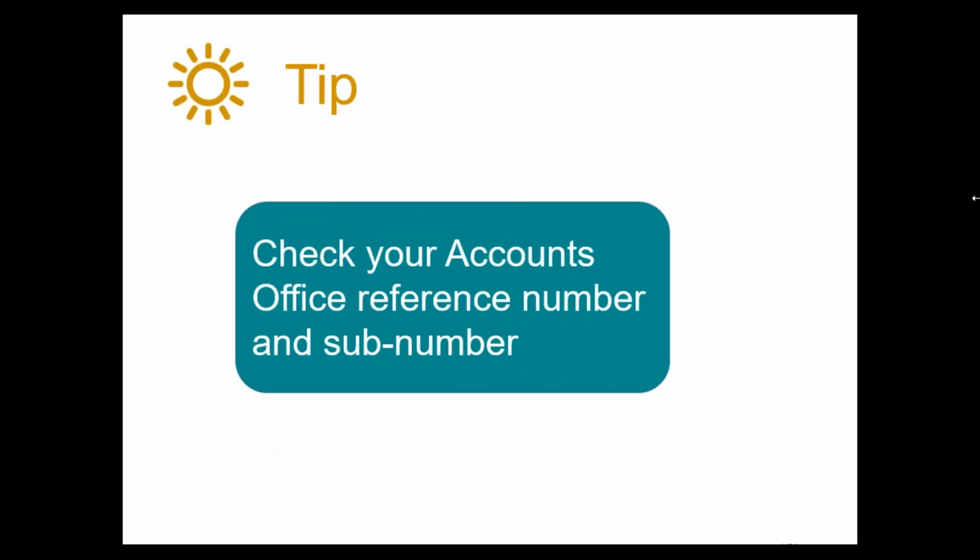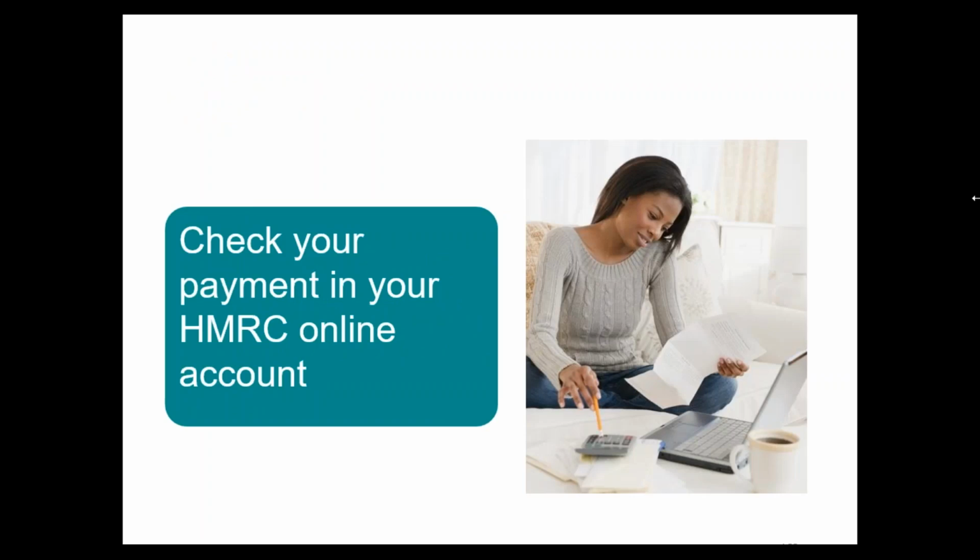Whatever payment method you use, always check to make sure you include the correct reference number, which is your Accounts Office reference number and not your Pay As You Earn reference number. Also use the right sub-number if necessary for the payment you're making. Again, you can check your HMRC online account to see if your payment has been received. This will normally be updated within 6 working days after you've made your payment.